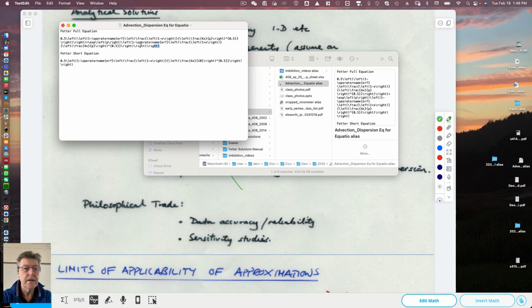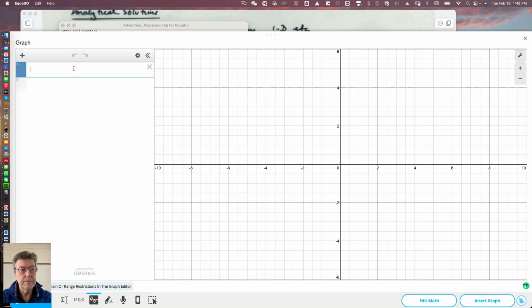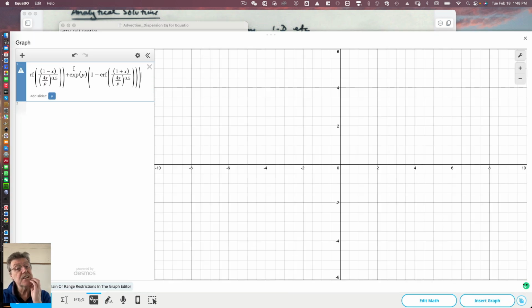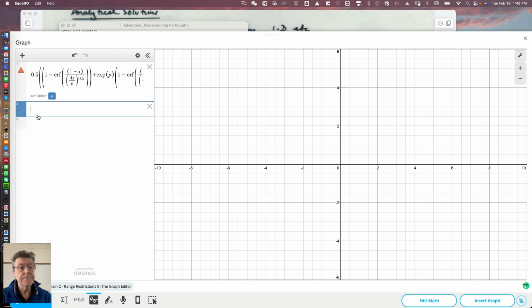I can barely see that, but I know it should work. So this is, well, you may recognize it. It has the complementary error function in terms of, well, it's this equation here. Oh, that's bad news. It doesn't let you do that.